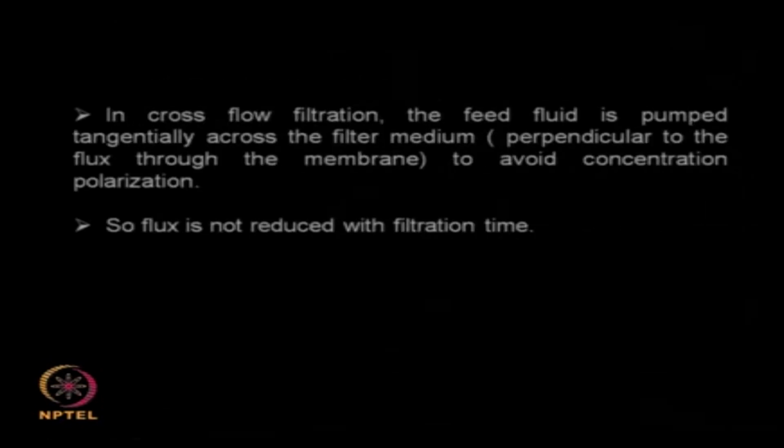In a cross flow filtration, the feed is pumped tangentially across the membrane surface, that means instead of perpendicular it is almost flowing parallel. That way you are preventing the formation of the boundary layer, you are also preventing the formation of the concentration polarization. So the advantage will be that flux will not get reduced with filtration. So that is the main advantage when you do a cross flow filtration.